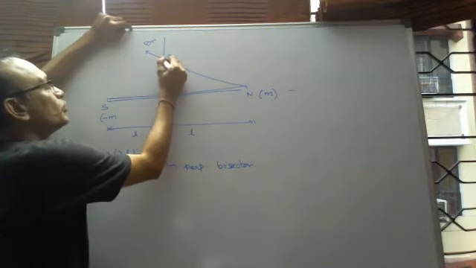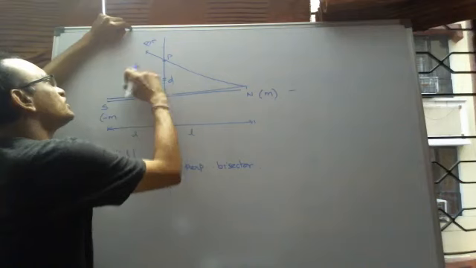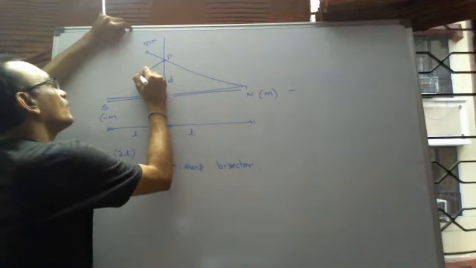Because of the south pole, if I place a unit north pole here, it will get attracted to the south pole. Magnetic field because of the south pole will be like this.